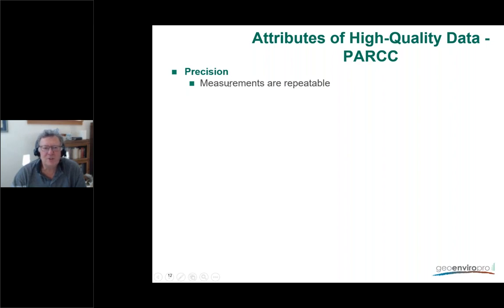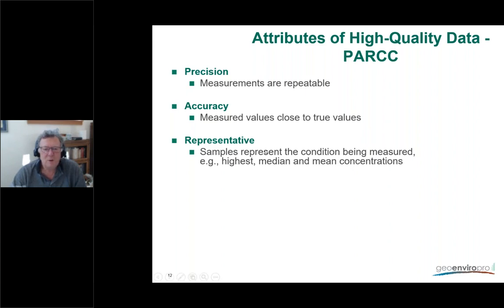So the first is precision. These are measurements that are repeatable. We're going to talk a bit about this in a few minutes. And this is where our duplicate sampling comes in. Then there's accuracy. These are the measured values that we're getting close to the true values. That's usually a function of a proper lab that helps us ensure proper accuracy.